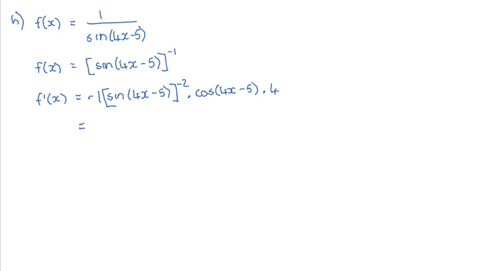So the negative 1 out the front, so just negative. And what I might do in just one step as well was just bring this negative 2 power down to the bottom. So I would end up with negative 4 cos 4x minus 5 on the top line, and then I've brought this square bracket down the bottom to make it a positive power. So that'd be sine squared 4x minus 5.